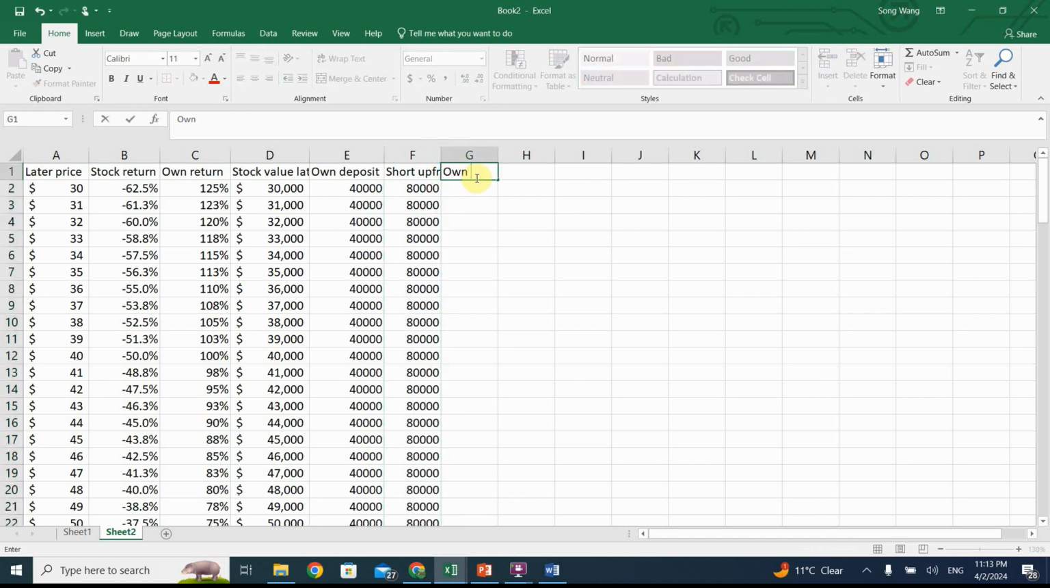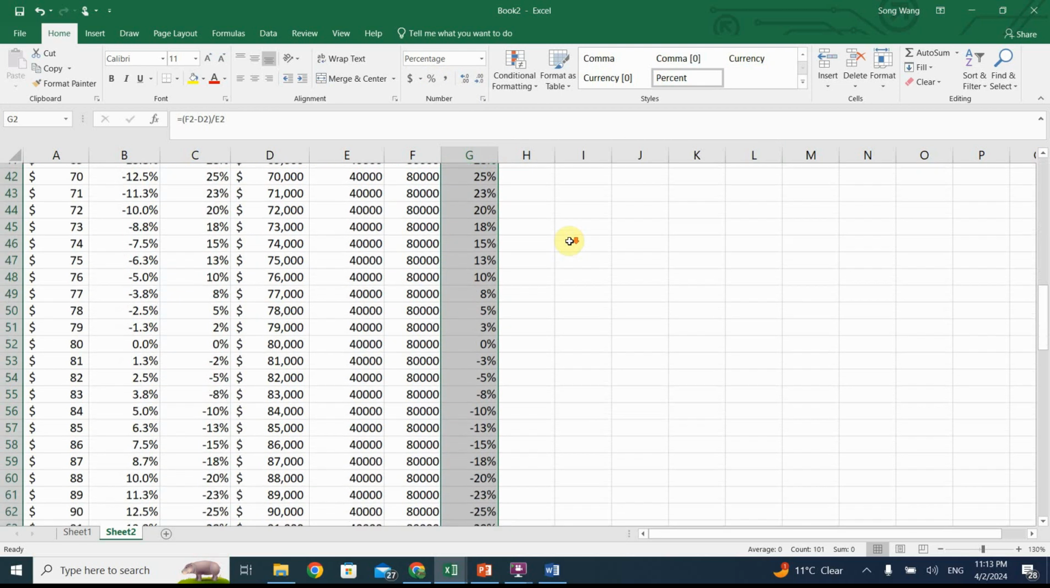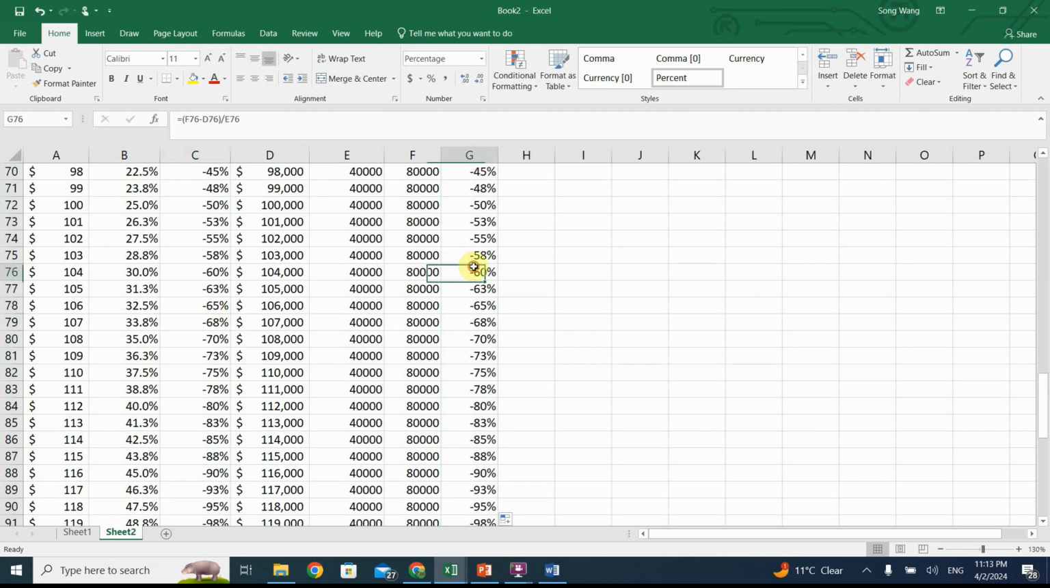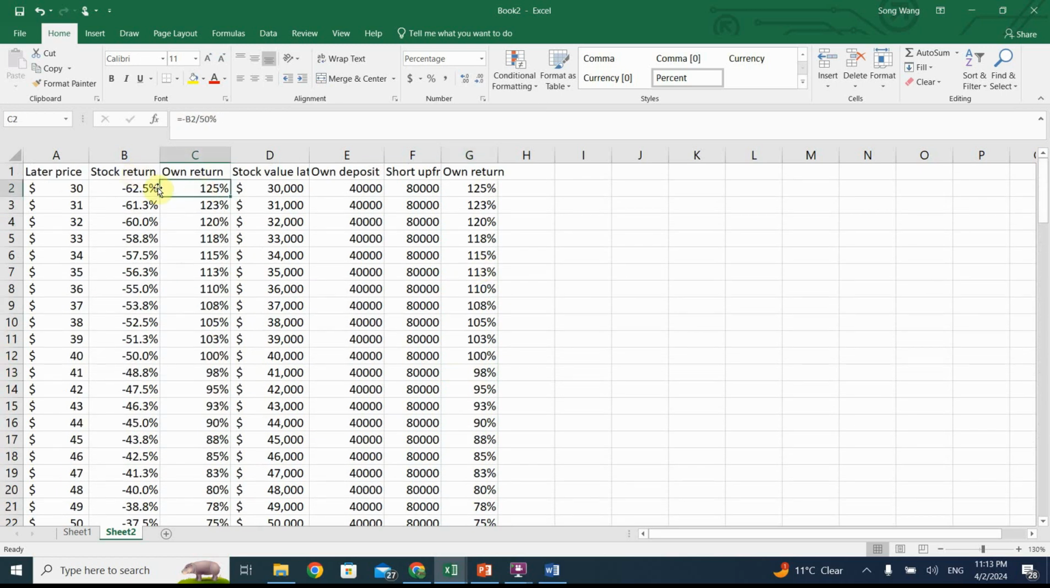Then you can calculate your own return. You receive $80,000, and later on you need to pay to buy the 1,000 shares back at whatever price. The net profit will be divided by your own deposit, and that's going to be your return in percentage. So you can see that these two columns are the same. You can either use your stock return divided by the margin requirement, or you perform a calculation like this: the money you receive upfront minus the money you pay to buy back the shares later, divided by your own deposit, to get your own return in percentage.